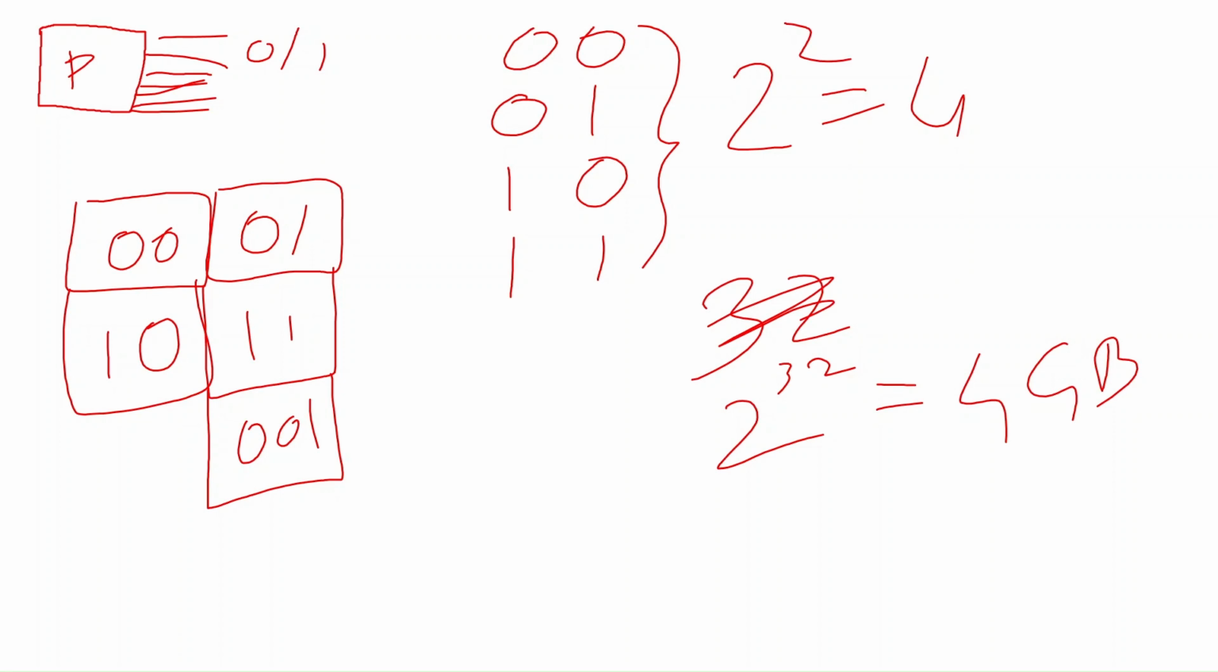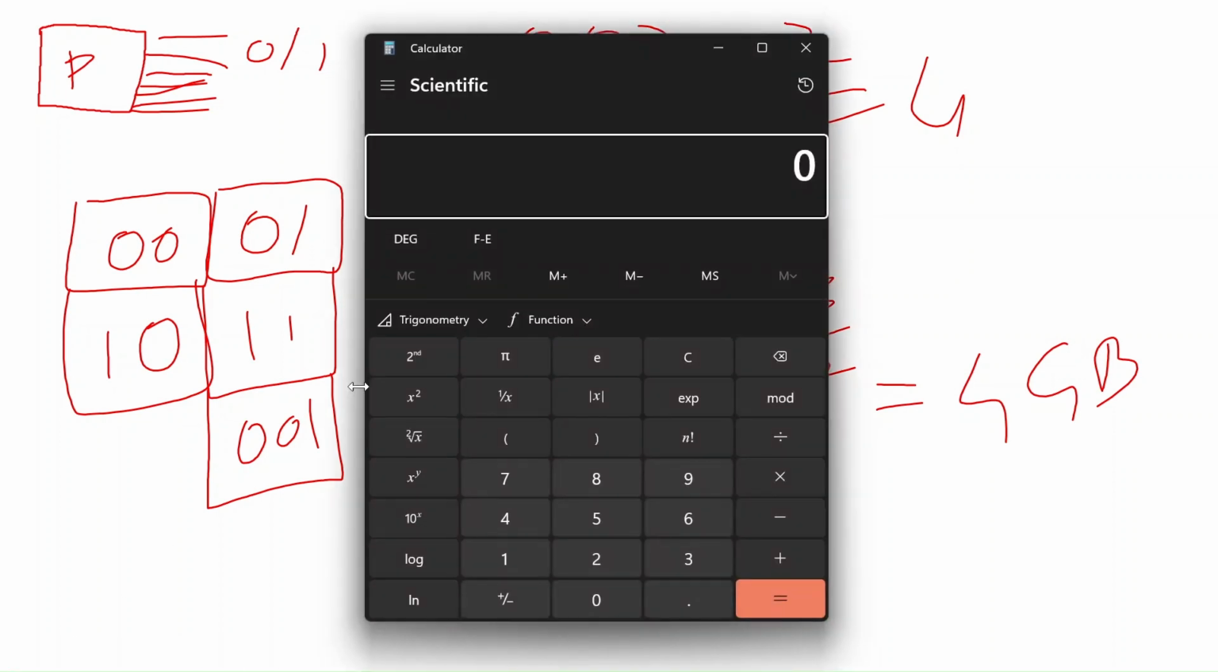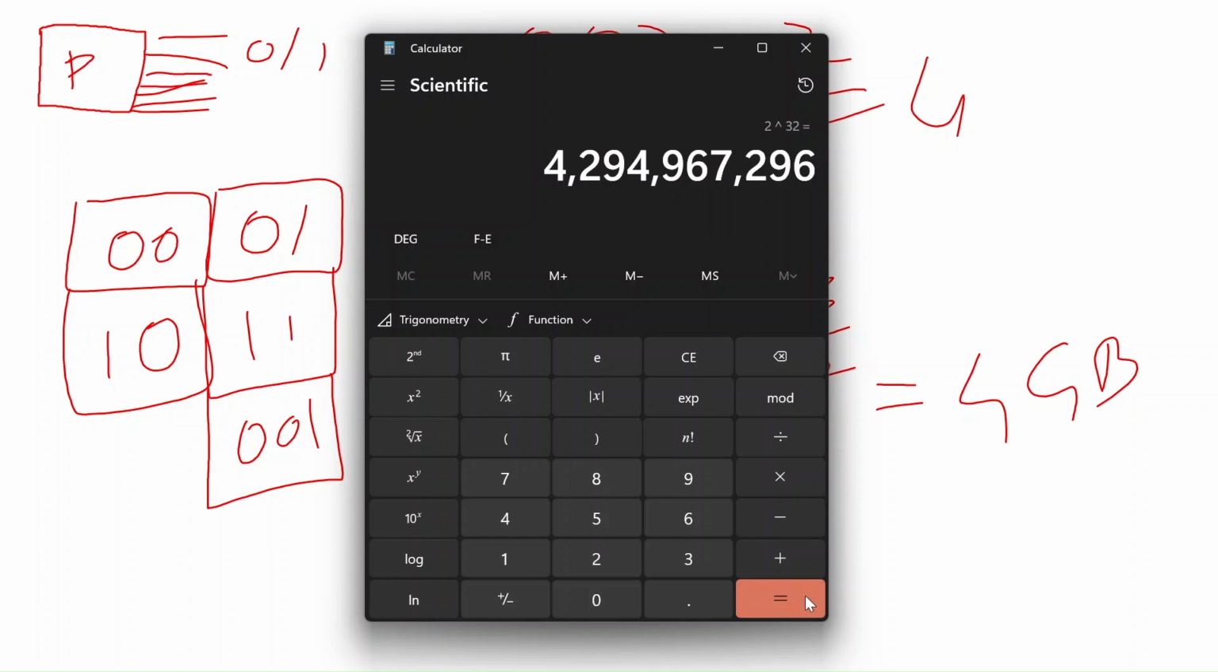Now, if we want to calculate it, let's do the math. 2 to the power 32 equals this big number that is coming up, right? So this is bytes, because each of these boxes, if you see here, 0001, each of the memory locations can store 1 byte of memory, right? So this many bytes it can address. Now you know 1024 bytes equals 1 KB and 1024 KB equals 1 MB and so forth, right? So let's divide this by 1024.